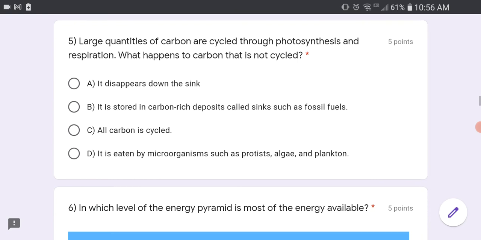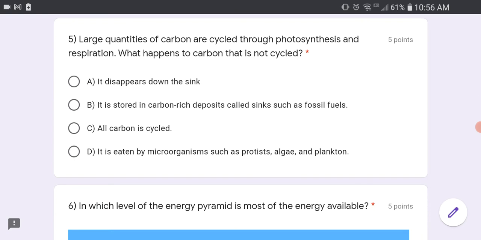Number 5. Large quantities of carbon are cycled through photosynthesis and respiration. What happens to carbon that is not cycled? A. It disappears down the sink. B. It is stored in carbon-rich deposits called sinks, such as fossil fuels. C. All carbon is cycled. D. It is eaten by microorganisms, such as protists, algae, and plankton.